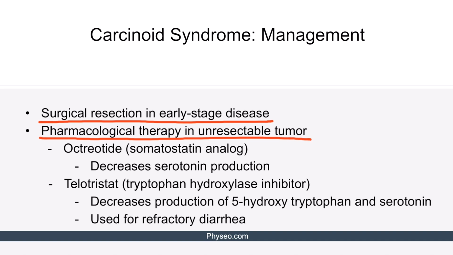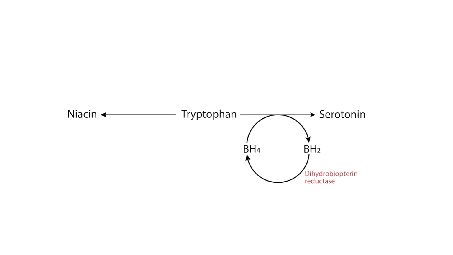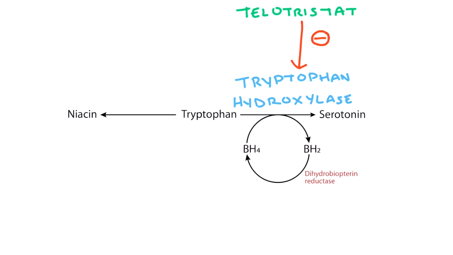Telotristat, which is a tryptophan hydroxylase inhibitor, is a novel drug approved for carcinoid syndrome. It decreases production of 5-hydroxytryptophan and serotonin. Telotristat is used for refractory diarrhea due to carcinoid syndrome. Let's revisit this illustration to explain how telotristat works. Tryptophan hydroxylase catalyzes the conversion of tryptophan to 5-hydroxytryptophan. Telotristat blocks tryptophan hydroxylase, decreasing production of 5-hydroxytryptophan and serotonin.